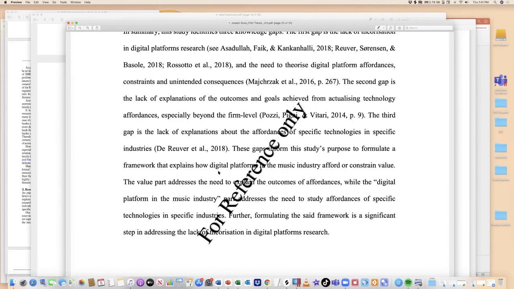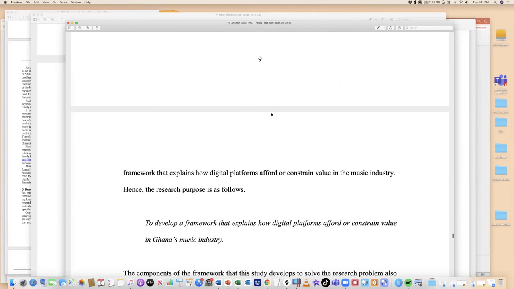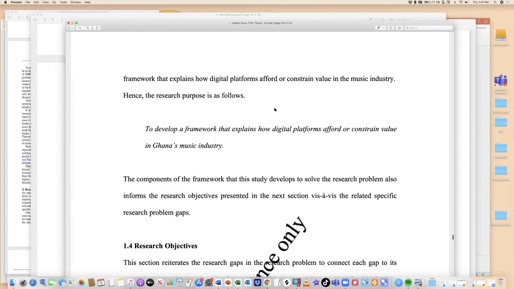Okay, so he goes on to talk about a research purpose and then enumerates that this study draws on the theory of affordances to explain the contextual conditions and concrete outcomes of digital platforms and data affordances and constraints. Then he talks a little bit about the theory he wants to use, and then he points out the research gap, the research purpose. Then he goes to the research objective.